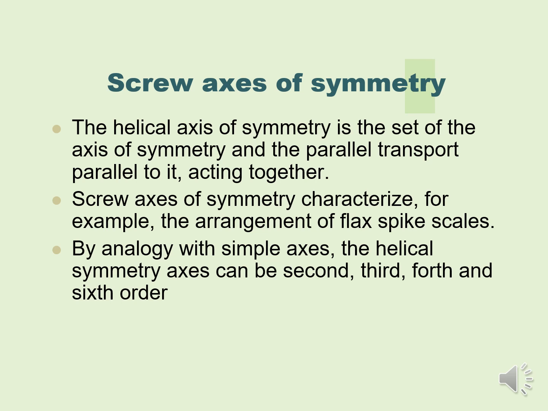Screw axis of symmetry characterizes, for example, the arrangement of fir cone scales. The hexagonal knot has a screw axis of the sixth order. By analogy with simple axes, the helical symmetry axis can be only double, triple, quarter, and hex. There is no screw axis of fifth order, as with the simple axis. This axis is impossible.